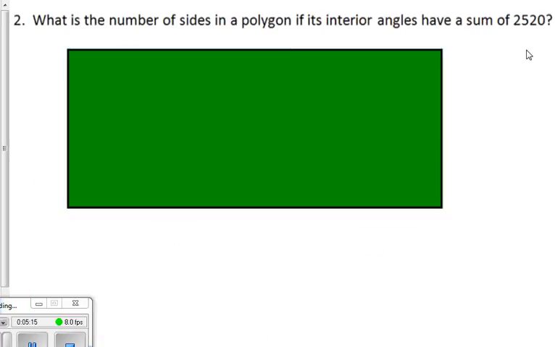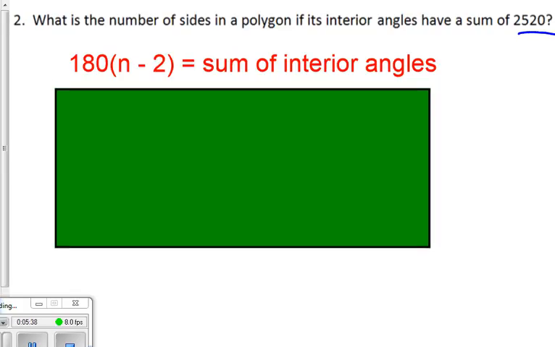Example 2. What is the number of sides in a polygon if its interior angles have a sum of 2,520? So let's say we already had the figure. We measured all of the angles and added them together and got 2,520. And we want to know how many sides exactly that figure has. So we're just plugging it in and going backwards.